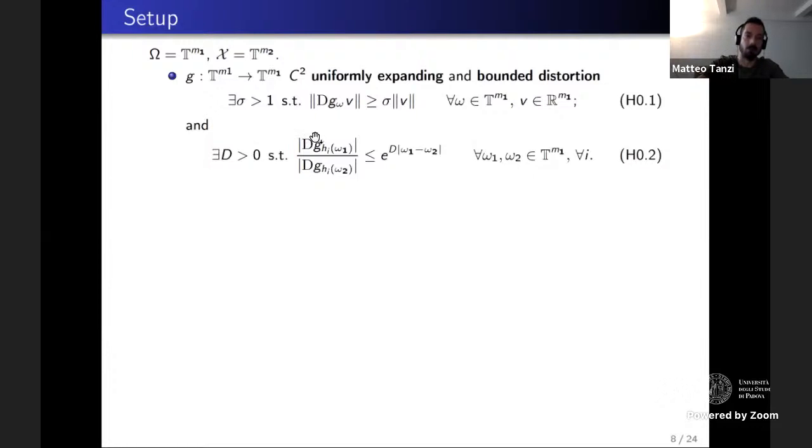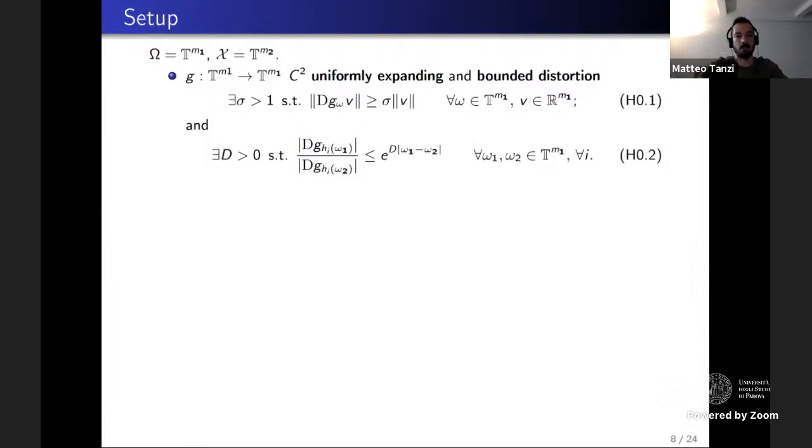And the system has bounded distortion in this sense. So there is this parameter capital D that measures the distortion of the system. And actually here, sorry, this is a typo. So D could actually be equal to 0. With D equal to 0, we have no distortion. With D larger than 0, we have distortion, and the larger D, the larger the distortion.